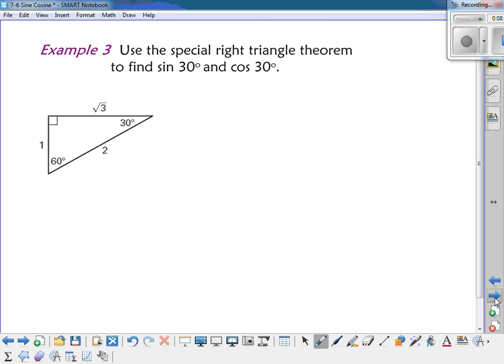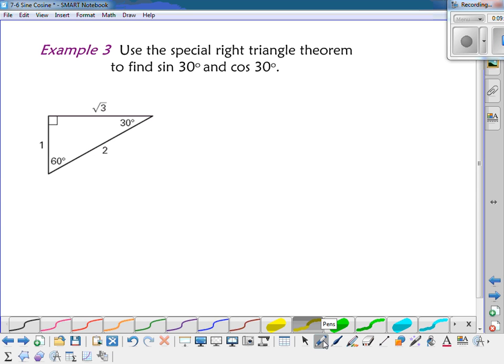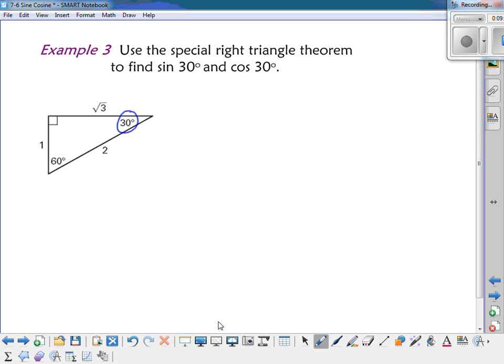Alright, now we're going to find the sine and cosine of 30 degrees by using our special right triangles. So I've got a 30, 60, 90 triangle with sides of 1, 2, and root 3. If I'm concerned with the 30-degree angle, then the opposite is 1. The root 3 is my adjacent, and 2 is the hypotenuse.